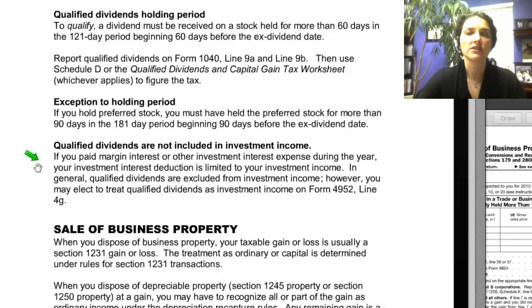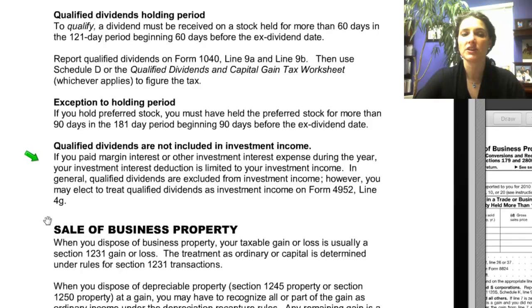So essentially, I just finished telling you that qualified dividends do not qualify as investment income when you are claiming an investment interest expense. Well, except there is a way to do it anyway. In order to claim an interest expense deduction against your qualified dividend income, you will need to make an election to treat your qualified dividends as if they are investment income, and you do that on Form 4952, Line 4G.